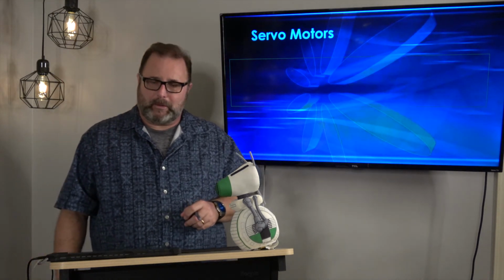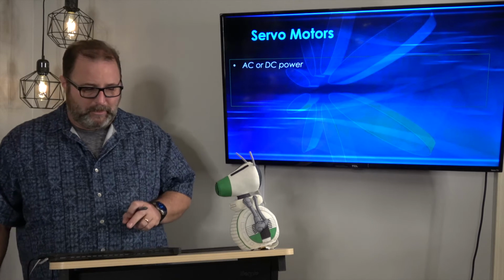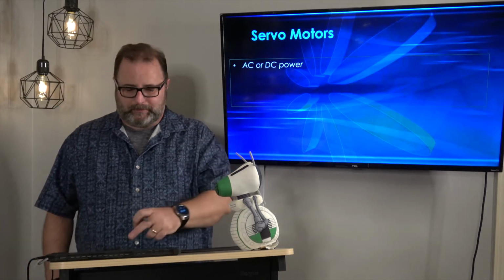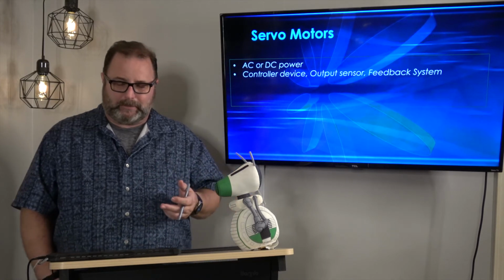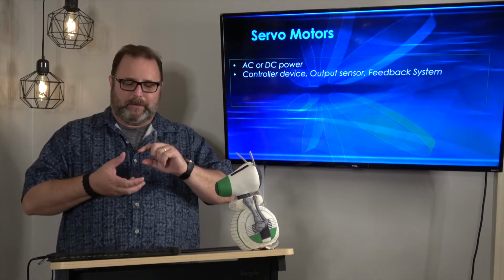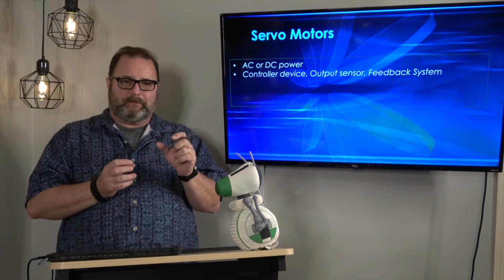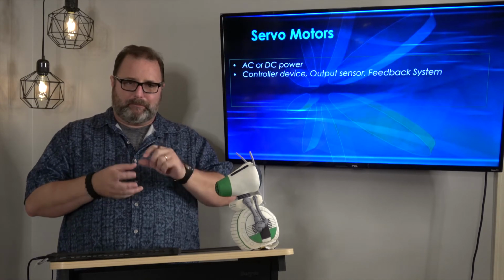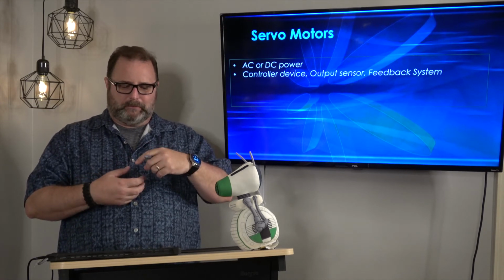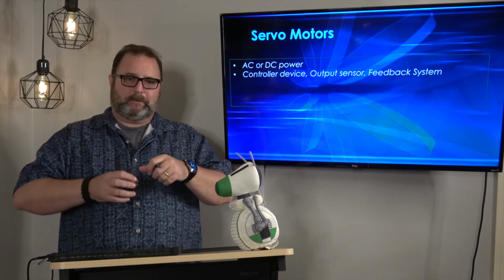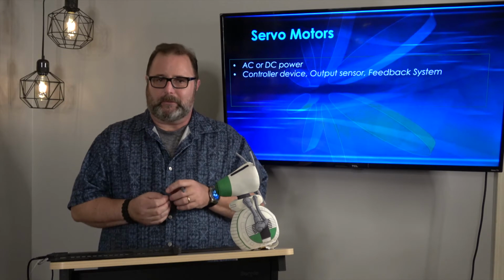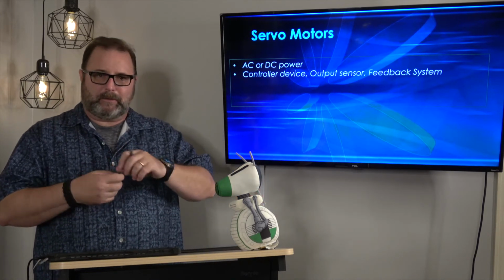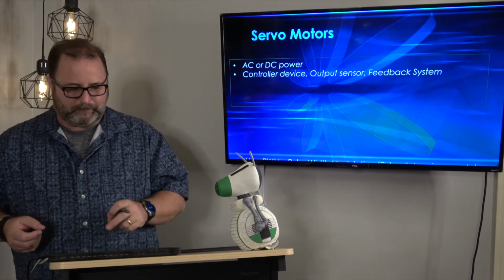Now we have servo motors, all right? Servo motors can be AC or DC power. They have a controller device and an output sensor and a feedback system, because they're going to turn based on wavelengths that you send, wave patterns, to either 0, 90, 270, 180. Some of them can keep going, some of them can't. A lot of the less expensive ones only have so many degrees of movement that they can perform.